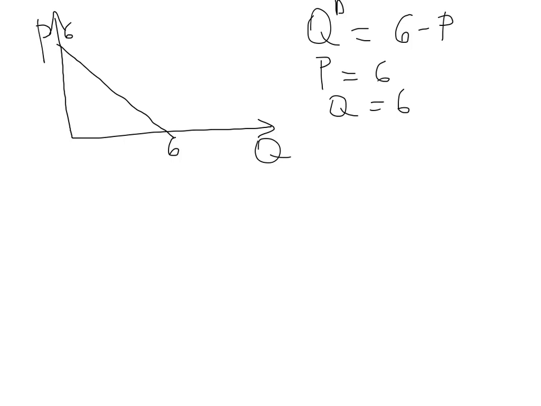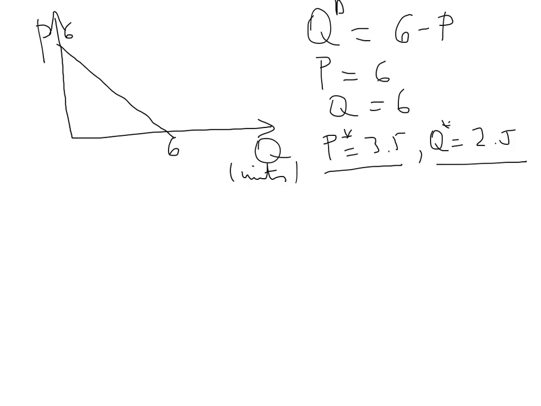And then what we solved on the previous page, P star was equal to 3.5 and Q star was equal to 2.5 units. Q is in units here, and that's in dollars for price. So let's write this on my graph here. Here is my P star, 3.5, over here, and my Q star, 2.5.